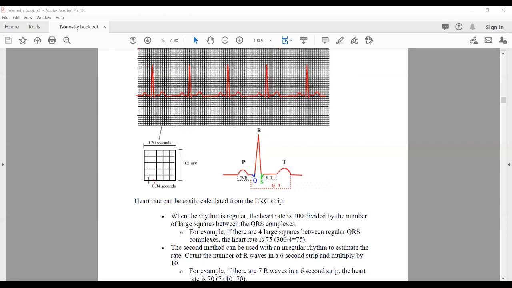So, for instance, each of these small boxes going in the horizontal or x-axis, each distance is 0.04 seconds. The y-axis is divided into millivolts, and each box in the y-direction is 0.5. So if I had two boxes stacked on top of each other, then the total amount of millivolts would be 1 millivolt, right? Or conversely, if I had two large boxes stacked next to each other, the horizontal direction would be 0.40 seconds. All right.